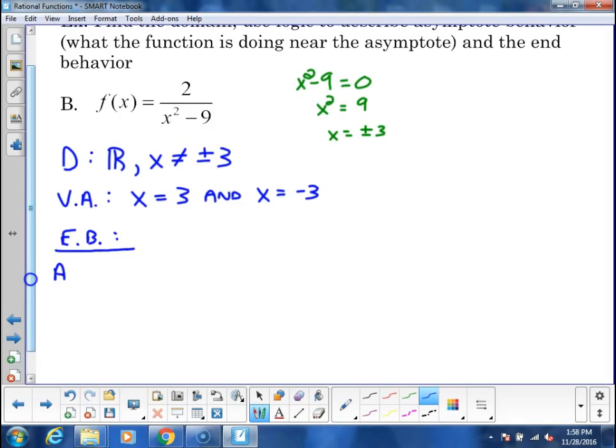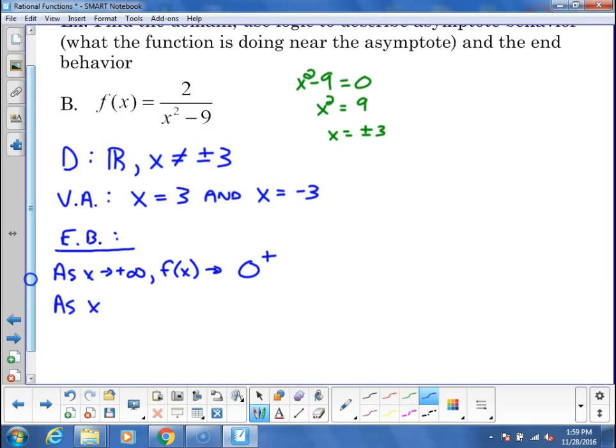So end behavior is, as x approaches positive infinity, what does my function do? Well, if I put positive infinity back into my function, I get positive infinity squared, which is a super ginormous number. That's positive. Subtract 9, still ginormously huge. 2 divided by a positively huge number means my function is going to go to 0 from above.